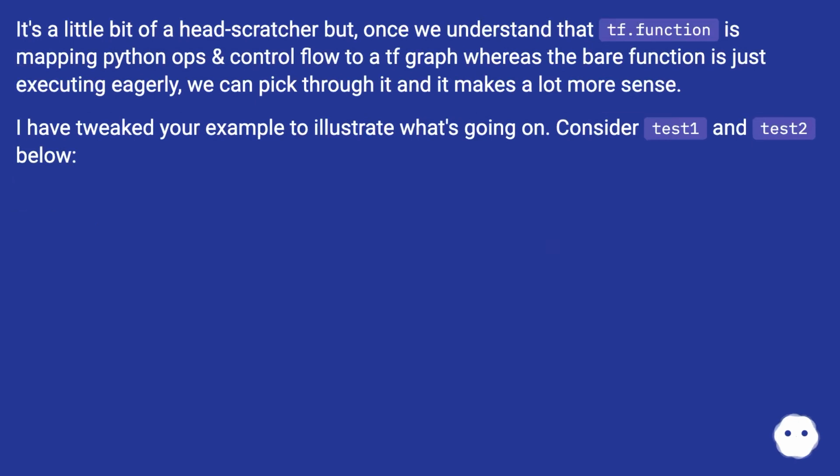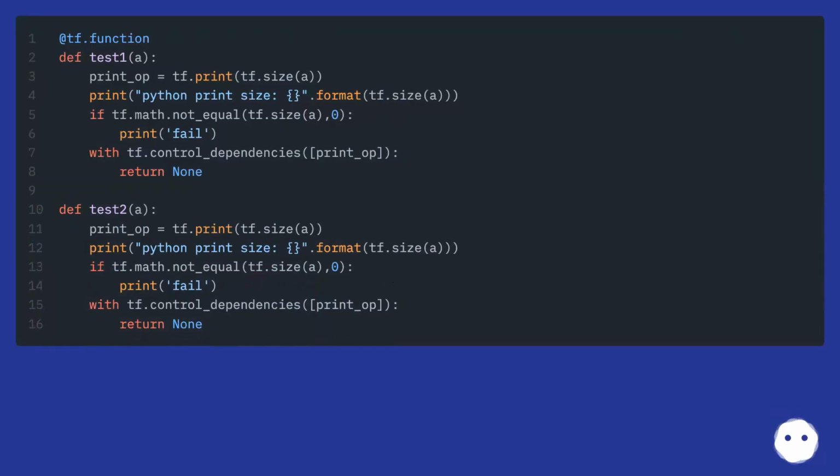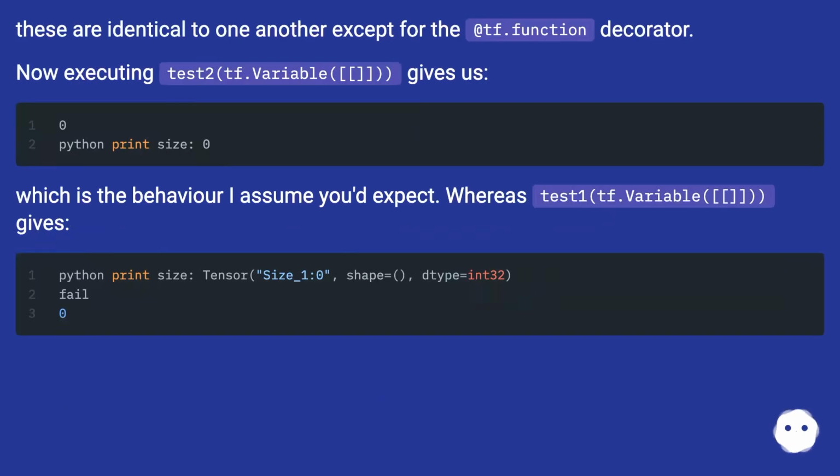It's a little bit of a head-scratcher, but once we understand that tf.function is mapping Python ops and control flow to a tf graph, whereas the bare function is just executing eagerly, we can pick through it and it makes a lot more sense. I have tweaked your example to illustrate what's going on. Consider test 1 and test 2 below. These are identical to one another except for the tf.function decorator.